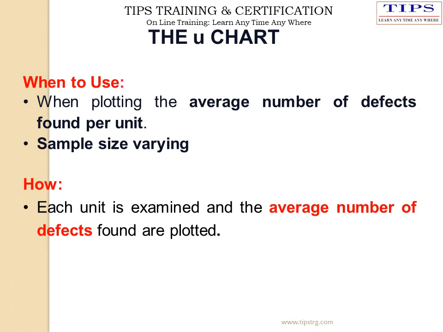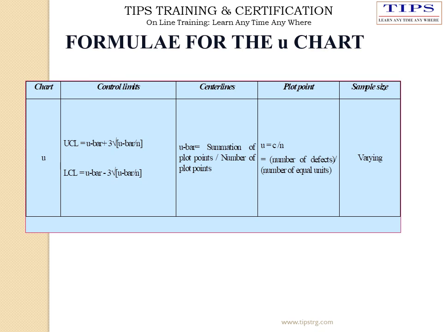U chart. When to use? When plotting the average number of defects found per unit. Here, sample size is varying. How are we going to plot? Each unit is examined and the average number of defects found is plotted. This is the formula given for the upper control limit and lower control limit of the U chart.